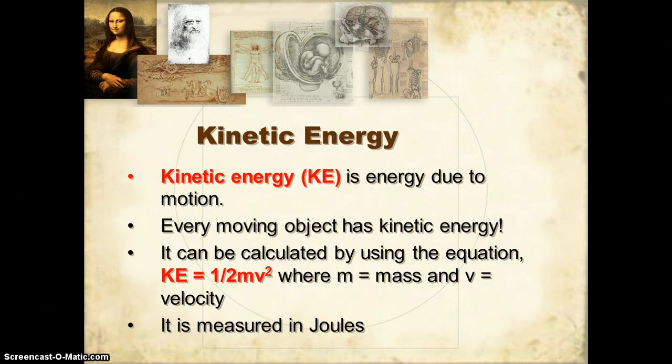The other type of mechanical energy that we talked about, or I mentioned, is kinetic energy, and this is energy that's due to motion. Every moving object has kinetic energy, and we can calculate it very quickly by using the equation kinetic energy equals 1/2 m, where m is the mass, times v squared, where v is the velocity of the object. Kinetic energy is also measured in joules. So now we have three things that are measured in joules: work, potential energy, and kinetic energy.